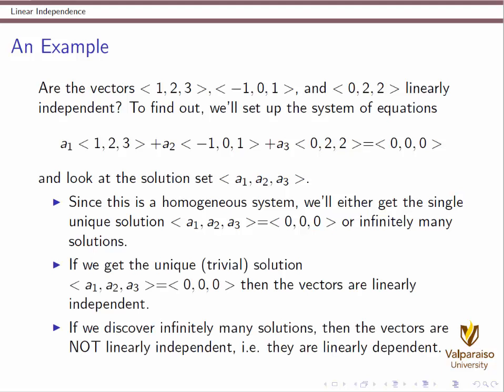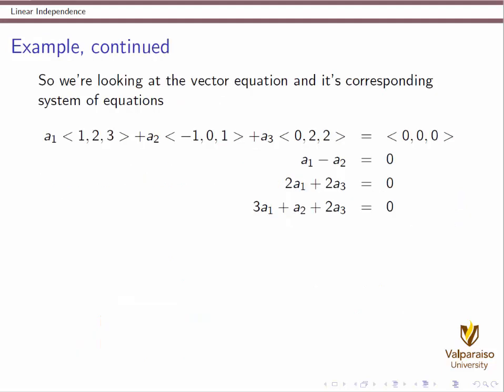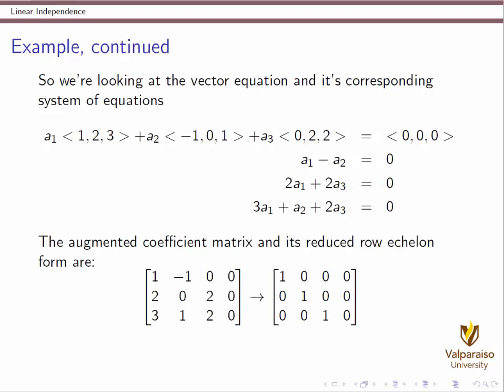If we do get that unique trivial solution, then the vectors are linearly independent. And if we discover that there are infinitely many ways for this equation to work out, then those vectors are linearly dependent. So this is how that breaks down. Here is that linear combination producing the 0 vector. What does that take? Well, it takes the collection of first components to produce 0, the collection of second components to produce 0, and similarly the third components have to lead to a 0. So 3 equations in 3 unknowns. You know how to solve it.